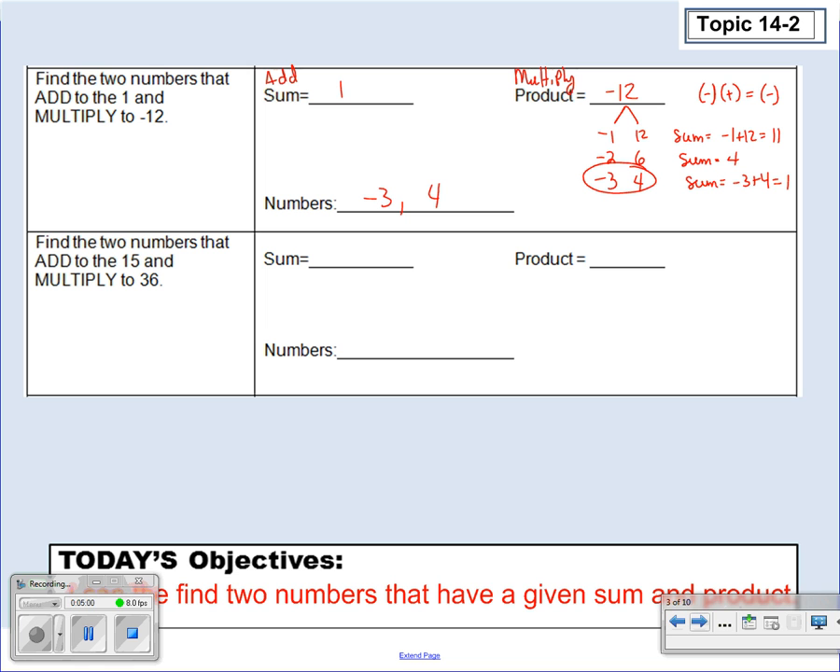Our next example, we want to find two numbers that will add to be 15 and multiply to be 36. So again, we're going to start with the product. So we need to find the factors of the product.